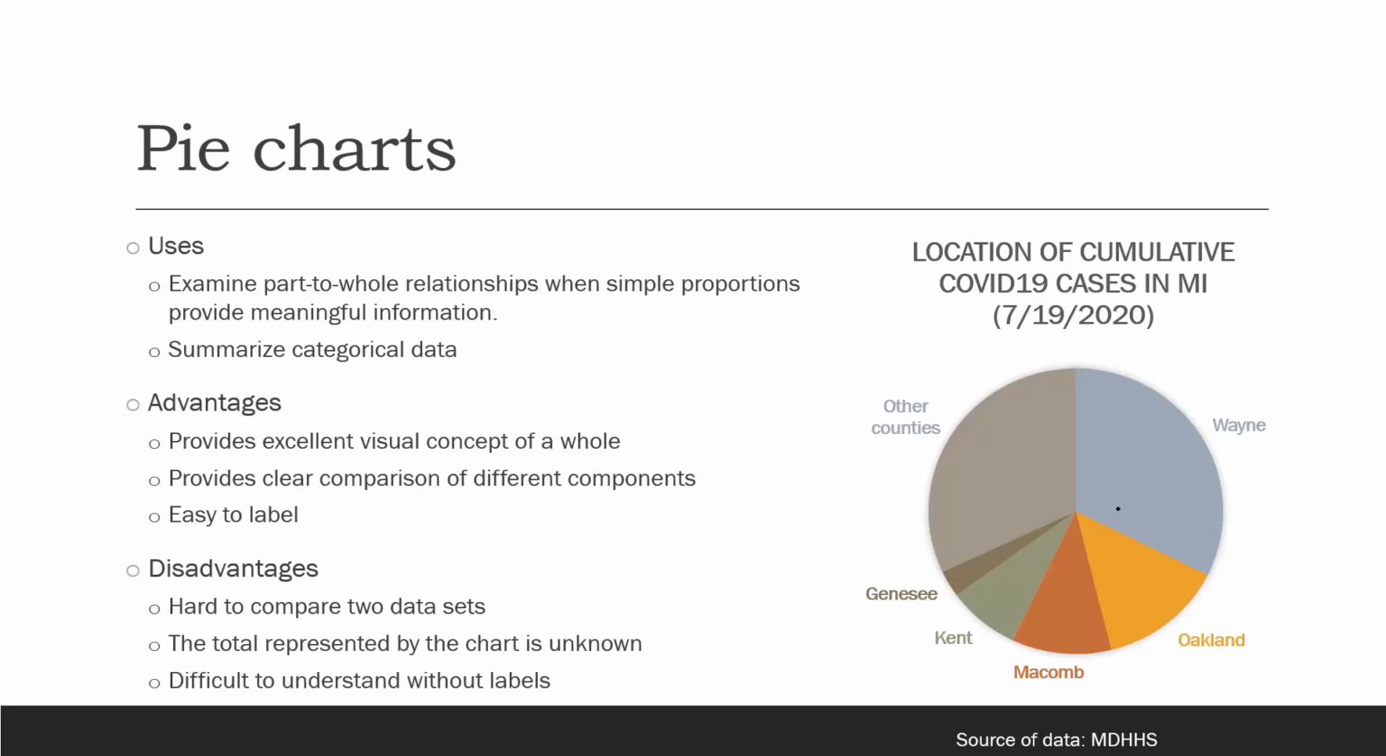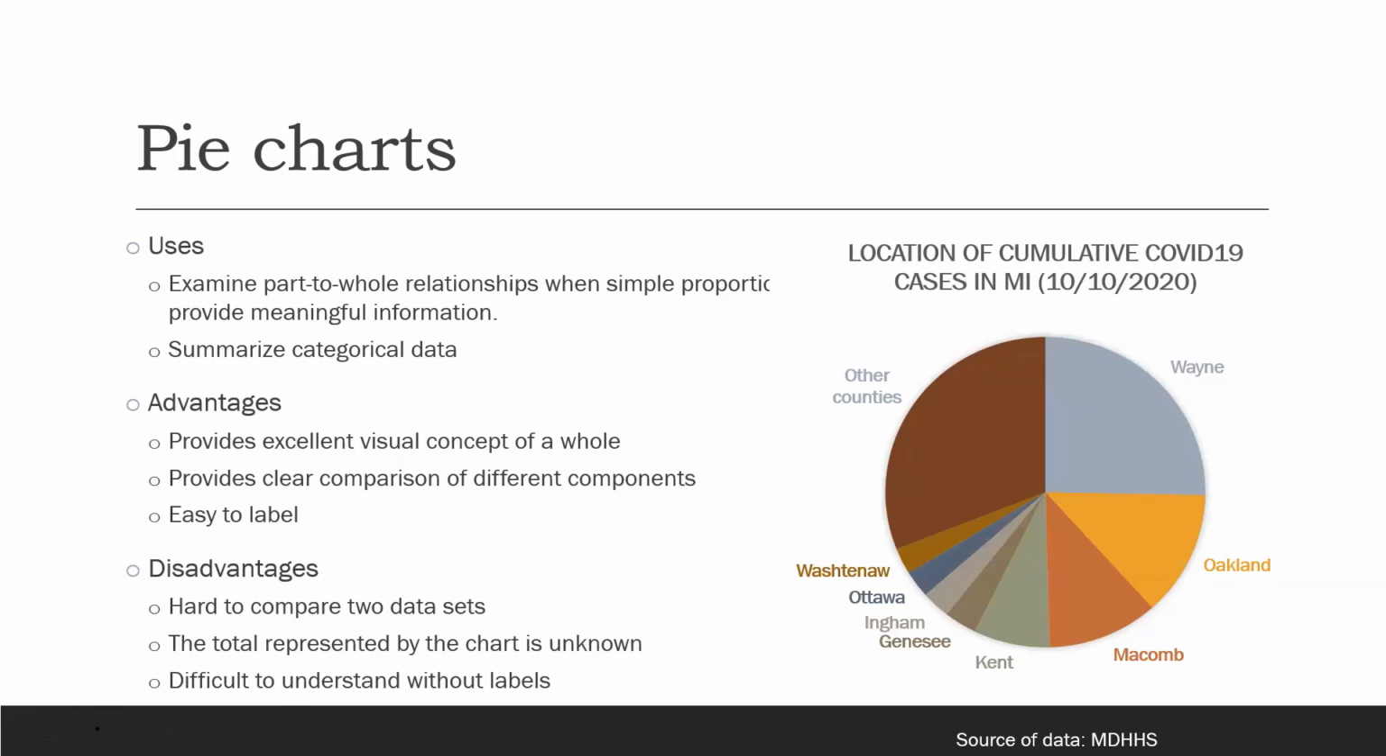It doesn't give you the totals. So it doesn't tell us anything about how many cases there were. There could be 100 cases. There could be 100,000 cases. The graph doesn't tell us that. It just tells us the proportions. And this is a similar plot then for October.